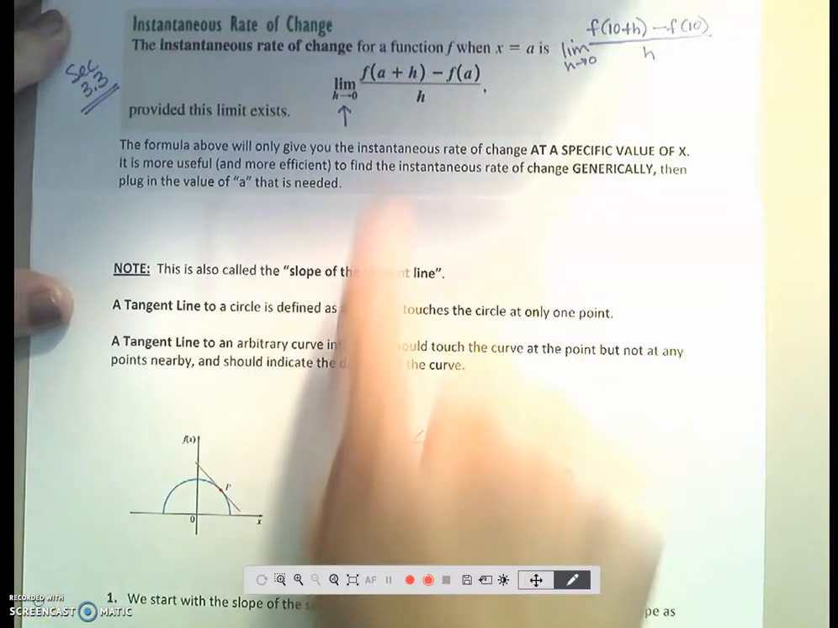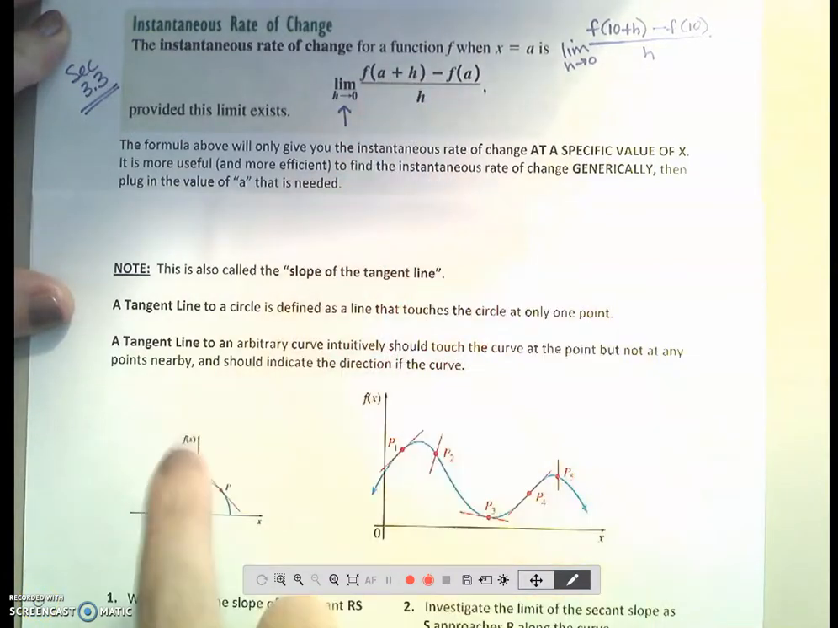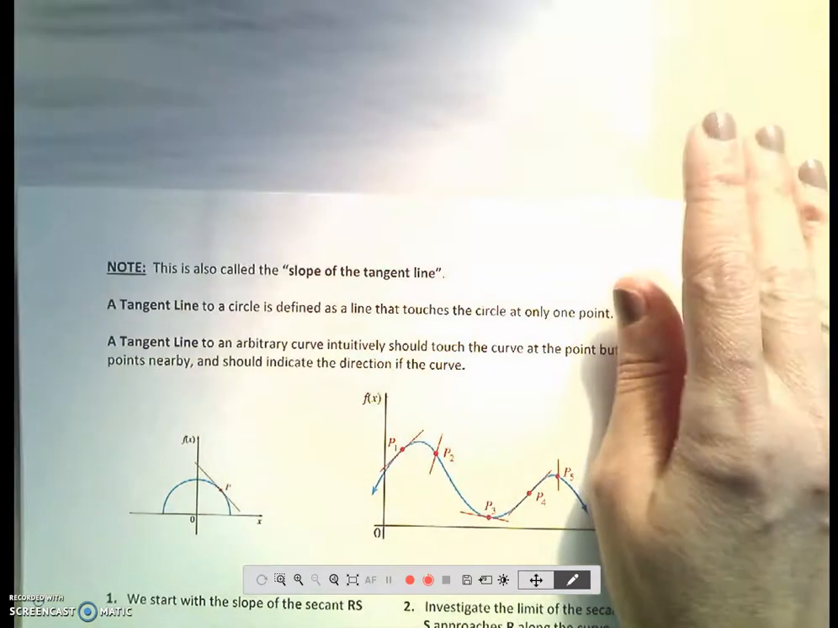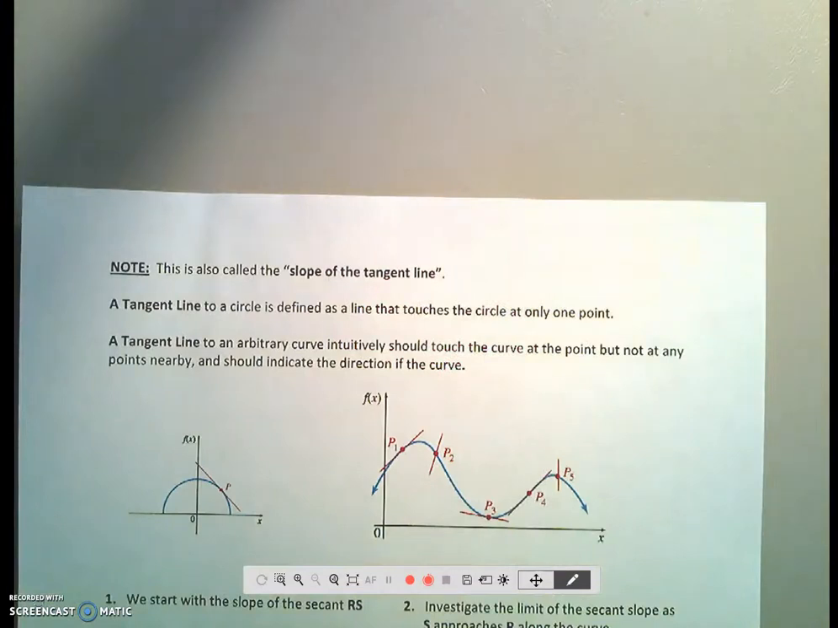Okay, so instantaneous rate of change involves calculus, and we get what's called the slope of the tangent line. So let's define what a tangent line is, and then I'm going to set up this formula for you again graphically, and then we're going to go through and solve one of these.